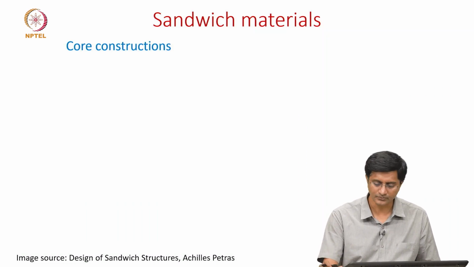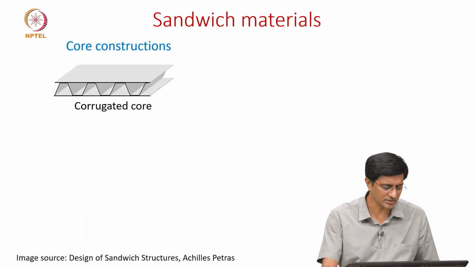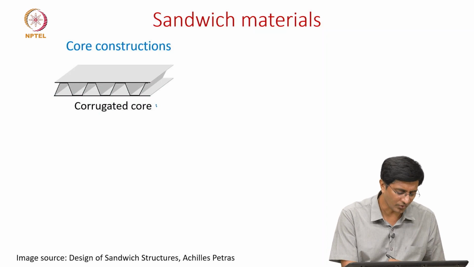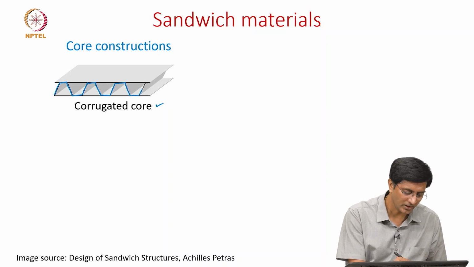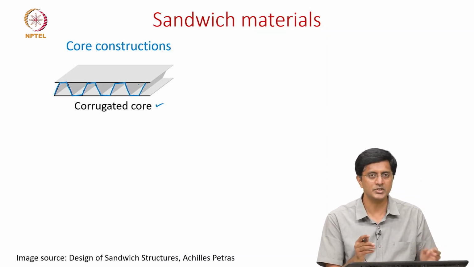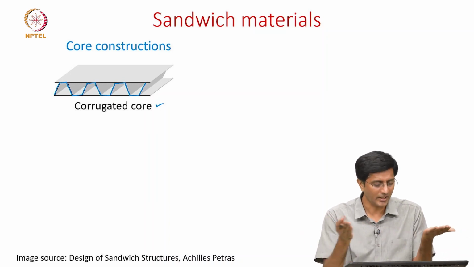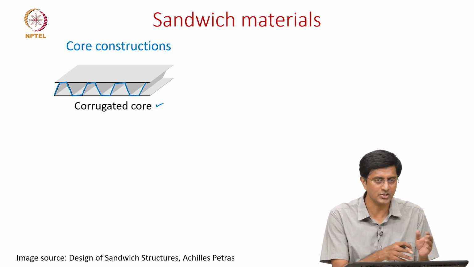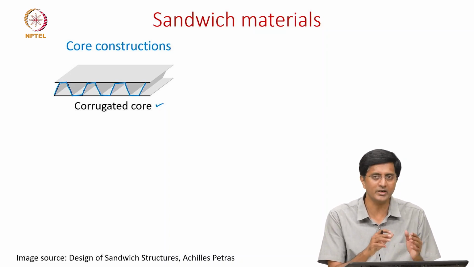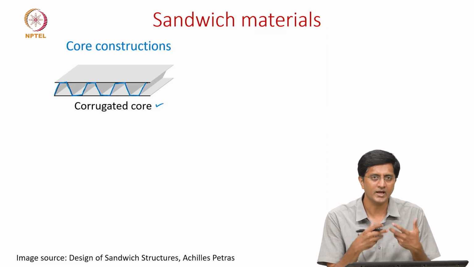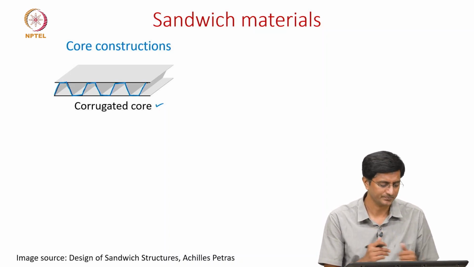Now let's focus on the constituent materials we use for the core as well as the face. Let's start with the core constructions. We start with the corrugated core. This is the corrugated core we are talking about. As we see, there is a pattern which is repeating itself. Usually these are made with metals, most often aluminum. Essentially we take a flat sheet and bend it into these corrugated shapes. The reason we use it as a core is that since we are bending, there is a lot of empty space, and that reduces the mass.